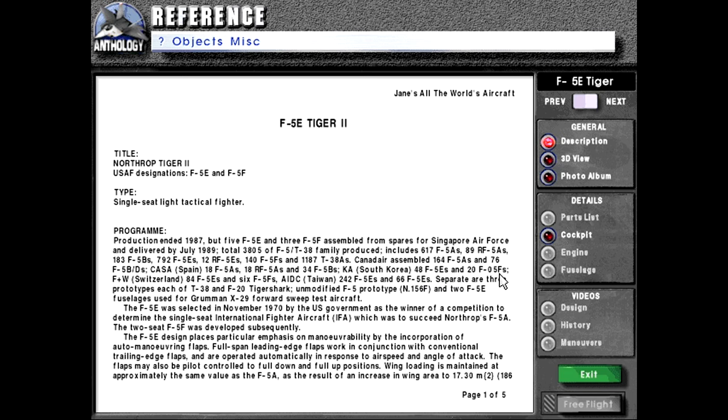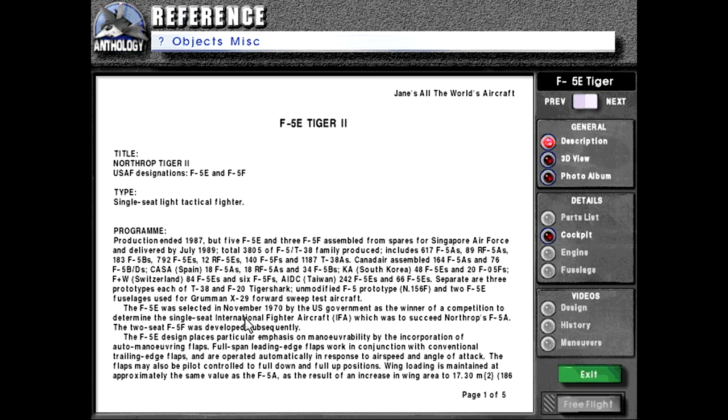I think they typoed there. Is that supposed to be Focke-Wulf? F plus W? Switzerland, 84 F-5Es and 6 F-5Fs. AIDC, Taiwan, 242 F-5Es and 66 F-5Fs. Separate are three prototypes, each of T-38 and F-20 Tiger Shark, a modified F-5 prototype, tail number M156F, and two F-5E fuselages used for Grumman X-29 forward sweep test aircraft.